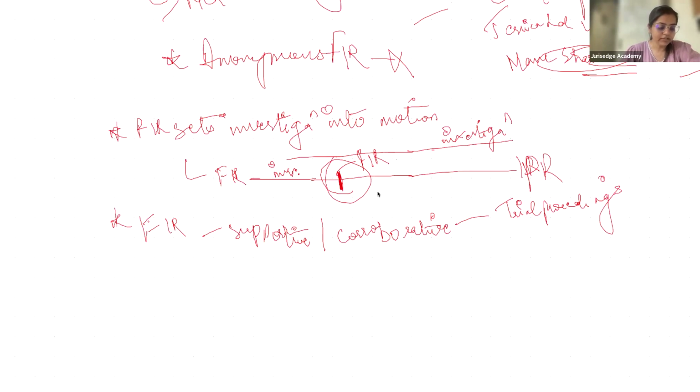And supporting the testimony means, for example, if a prosecution witness says that I have seen A killing B and I have filed the FIR, I am the mother of A. Sorry, I am the mother of B. My daughter is killed. I have seen A killing B. The prosecution witness is claiming that, and then she has come to the court. The mother has come to the police station and filed the FIR. Now mother has come to the court.